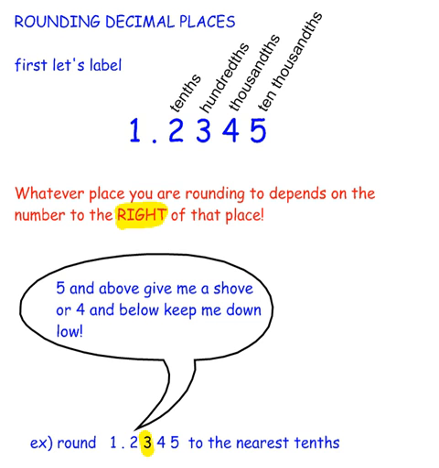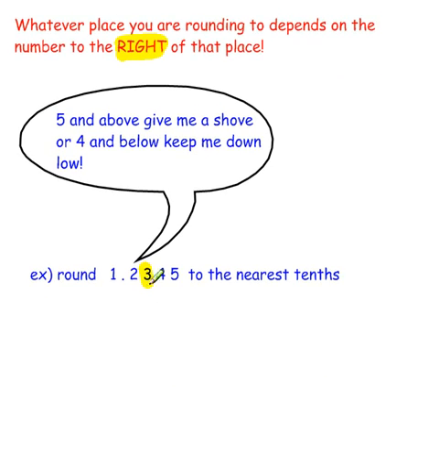So it's kind of like the tenths place is saying this. 5 and above, give me a shove. Or 4 and below, keep me down low. So my question to you is the number 3, is that 5 or higher? Hope you said no, and you're exactly right. So we're not going to give this 2 a shove and bump it up. We're going to keep it down low exactly where it is. So my answer for this would be 1.2. Doesn't go anywhere else. Let's do one more.